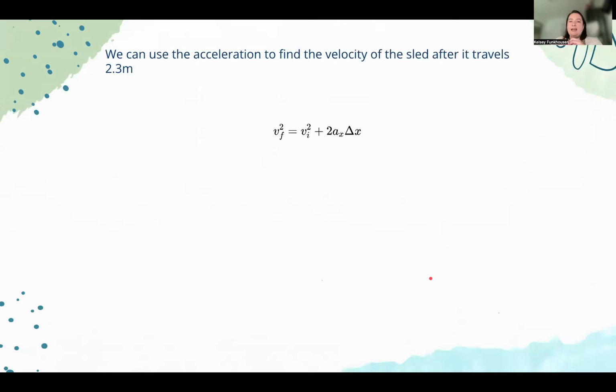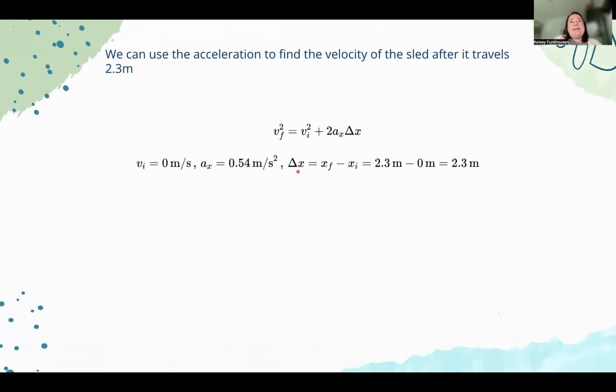Now we can combine forces with kinematics equations to find the velocity of the sled after it travels 2.3 meters. And technically we already did the forces part because we already found the acceleration. So we'll use this kinematics equation here because it's the only one without time in it and we don't know the time. So we have our knowns. Initial velocity is 0 meters per second. The acceleration is 0.54 meters per second squared.